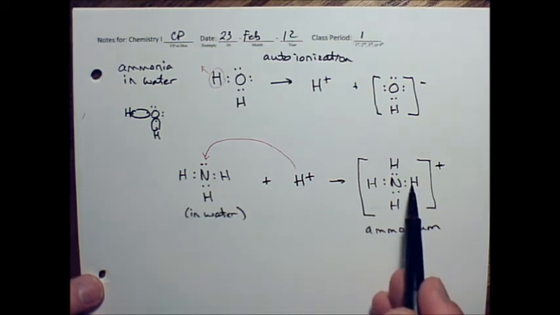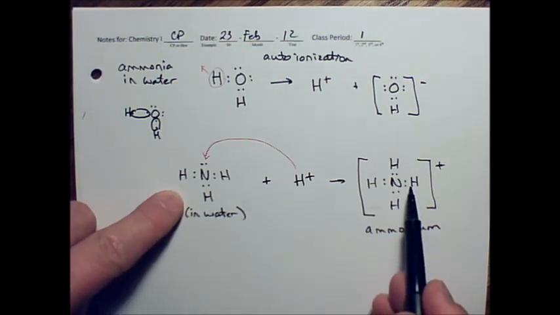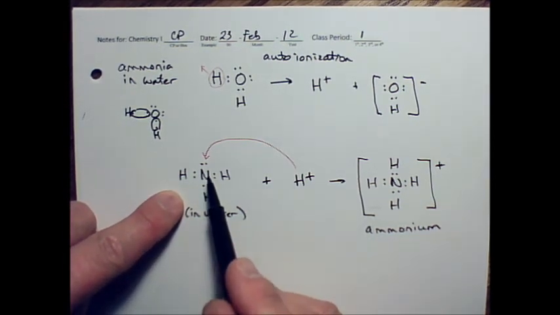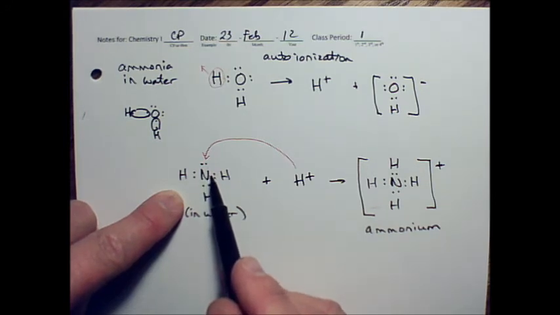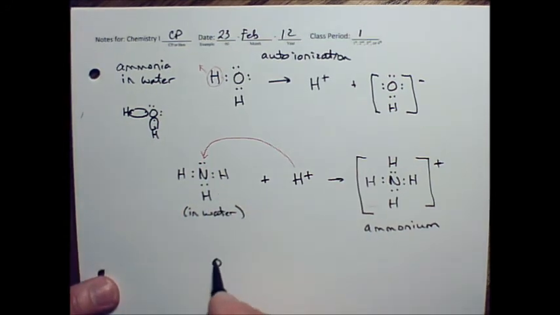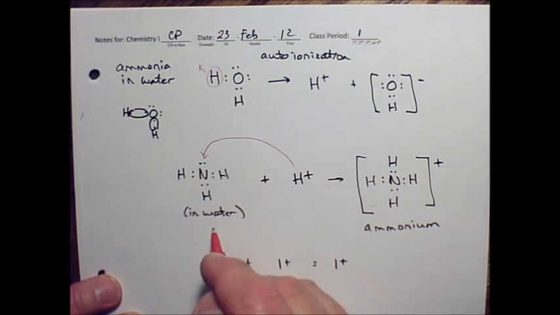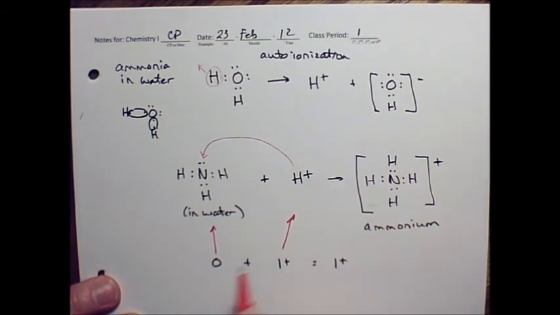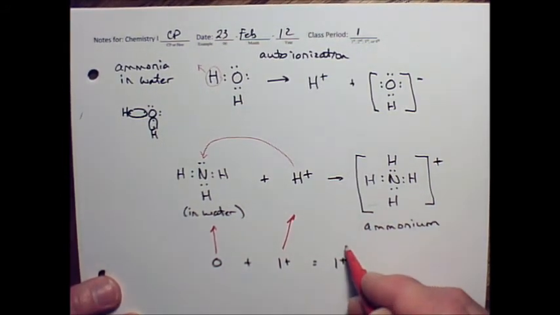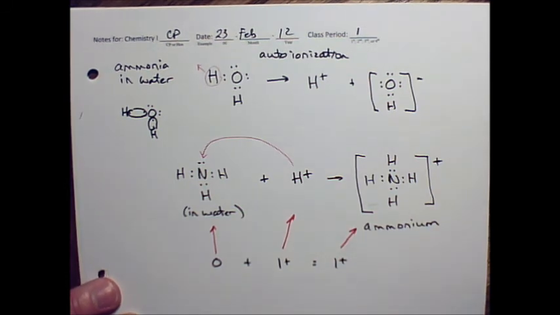This is positive because this was neutral and we put something that was positive on it. Okay? It's like taking a 0 charge and adding it to a 1 plus charge, and we get a 1 plus charge. Does that make sense? So a neutral compound has a 0 charge. Okay? A particle with a 1 plus charge is a 1 plus charge. If you add those together, then the ending particle has to have a 1 plus charge too.